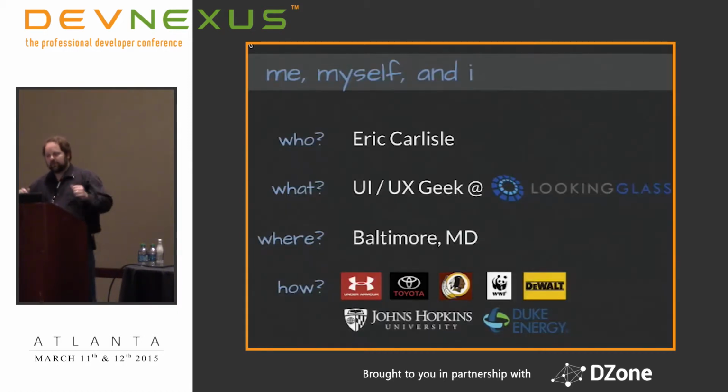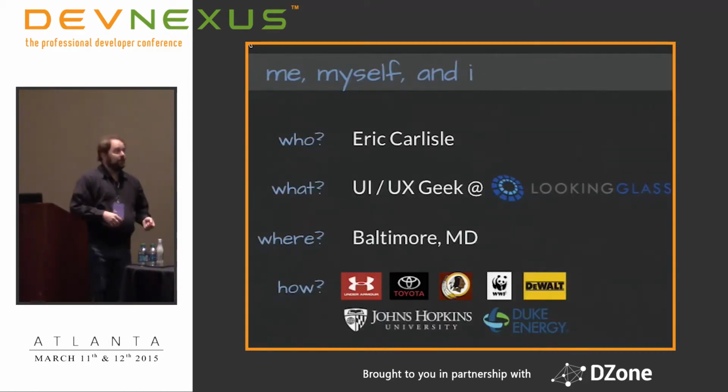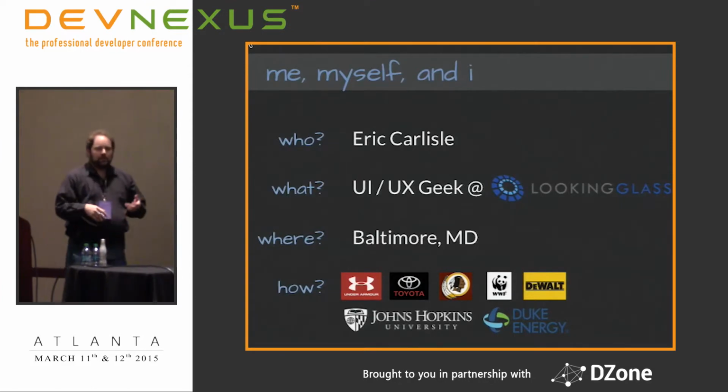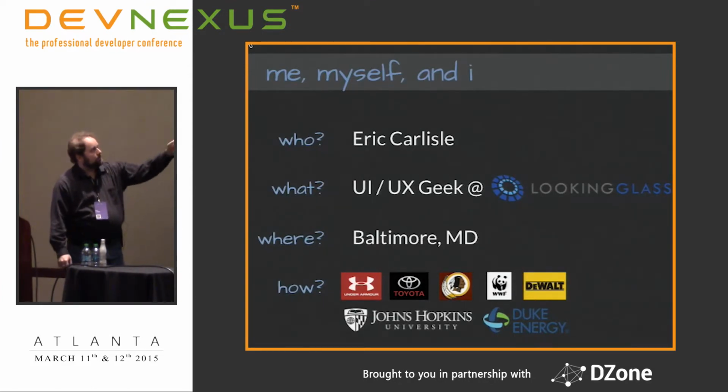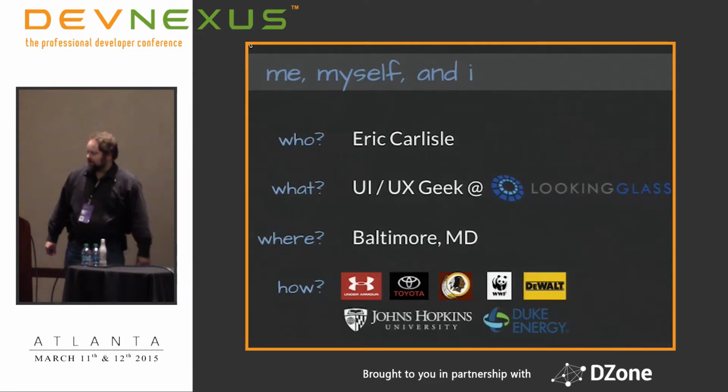So let me tell you a little bit about myself. My name is Eric Carlisle. I'm a UI UX geek, developer, engineer, architect, whatever. I'm from Baltimore, Maryland. I work at Looking Glass. We're a cybersecurity information management firm, and I guess if I were to have experience points, they'd be down here at the bottom, where it's just clients I've worked with in the past.